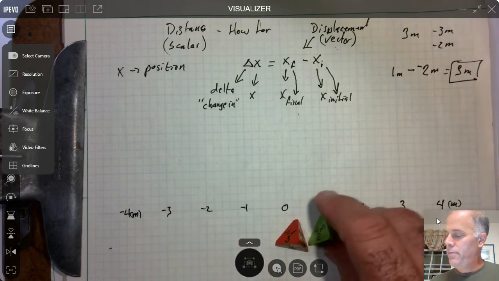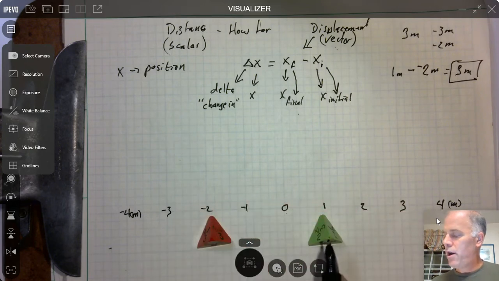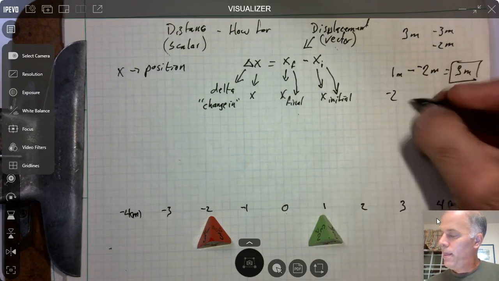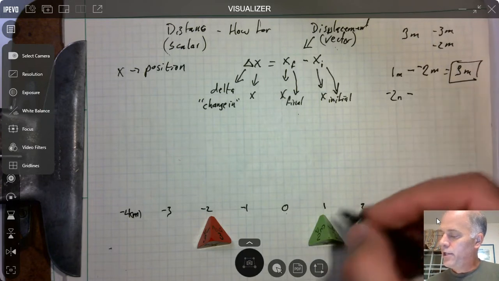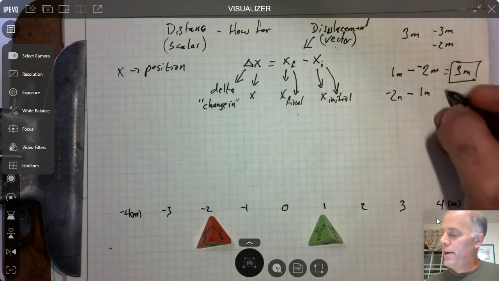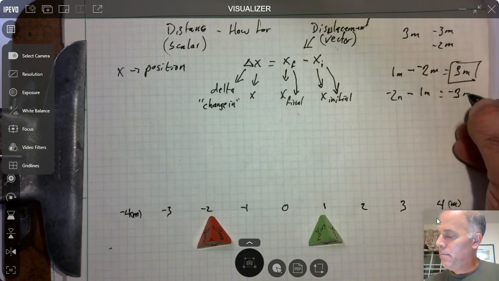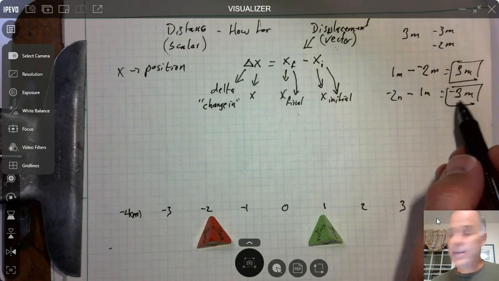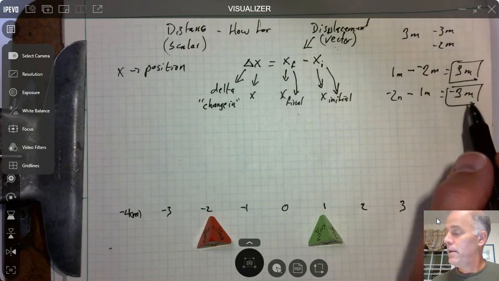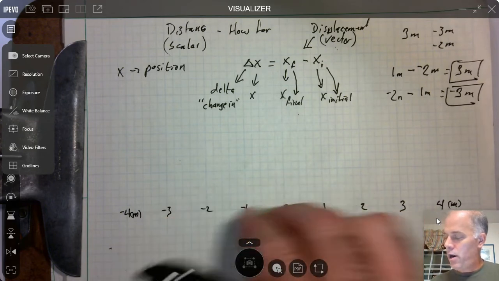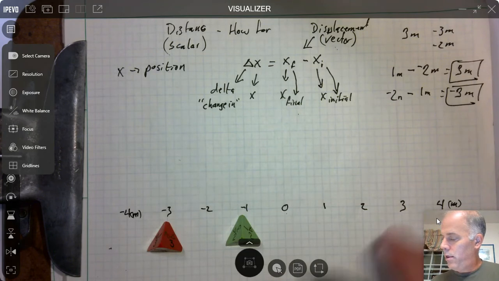Okay, now if we turn it around and we start here and go backwards, well, now we're going to have the final position is -2 minus the initial position, which was +1. Now we have -2 minus 1, which equals -3 meters. So the answer we get tells us that we went backwards. That's what that negative sign means. Okay, -3 meters.